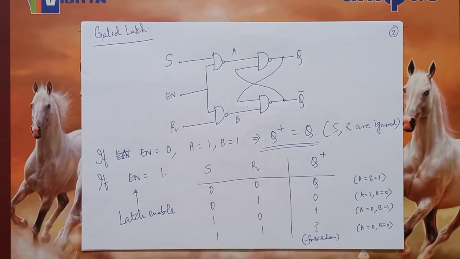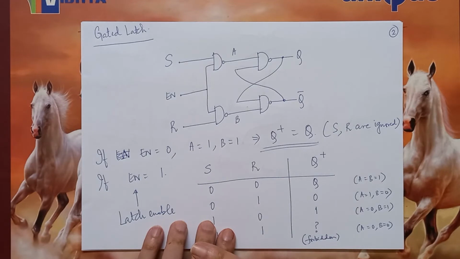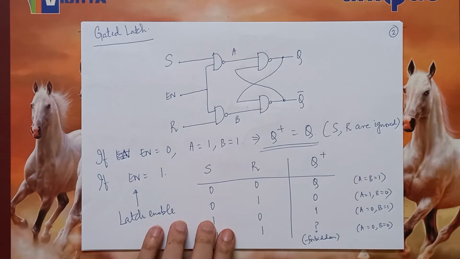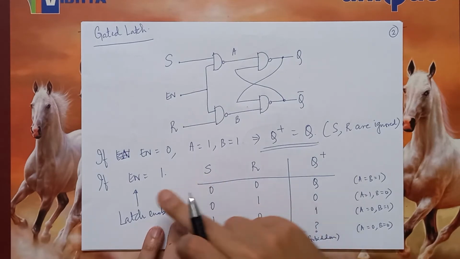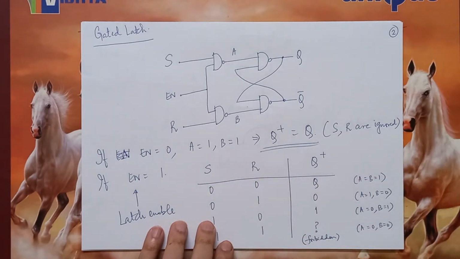This enable input is called the latch enable. When En is equal to 1, we say that the latch has been enabled. When En becomes equal to 0, the latch is disabled. When the latch is disabled, it essentially acts like a memory element. No matter how you change S and R, the next state stays equal to the present state. However, even when the latch is enabled, when S and R are 0, that property of the next state being equal to the present state still continues.